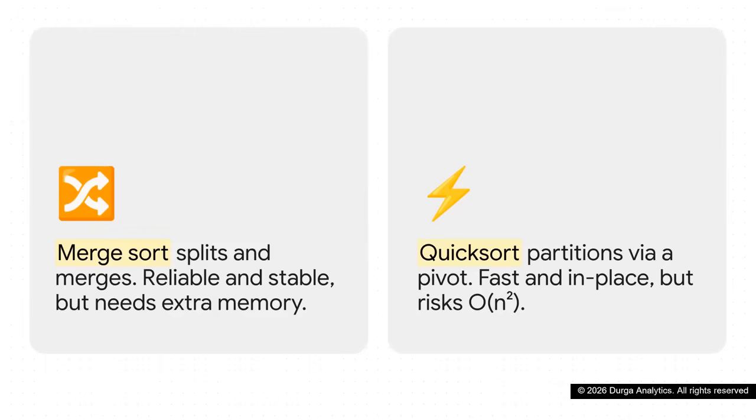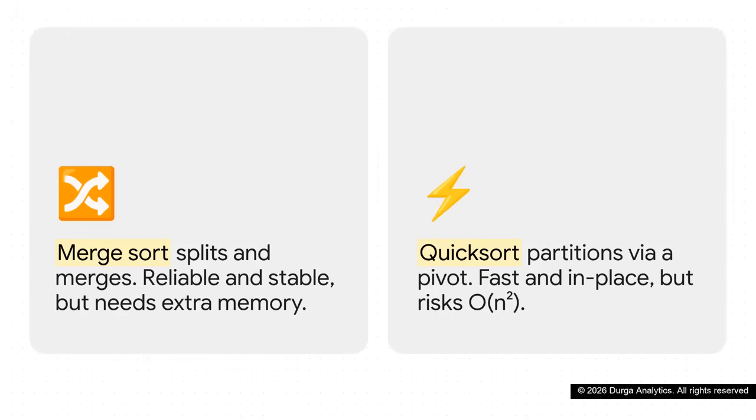Now, right alongside merge sort, we have quicksort. Quicksort also uses divide and conquer, but it does it by picking a pivot value and then partitioning the list into items smaller than the pivot and items larger. As working engineers, look, you aren't going to be writing this code from scratch every day. Your standard library handles the implementation. But you absolutely have to know these trade-offs.